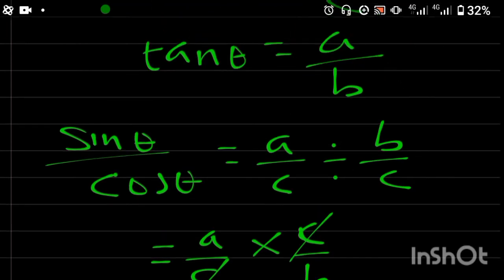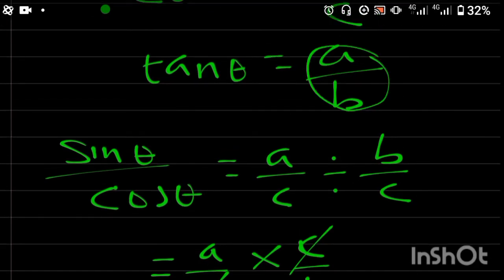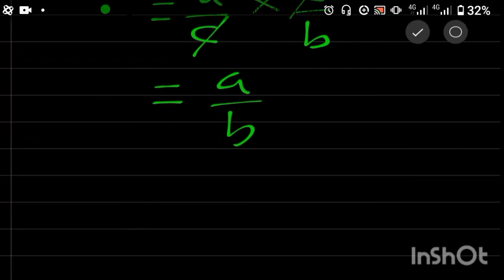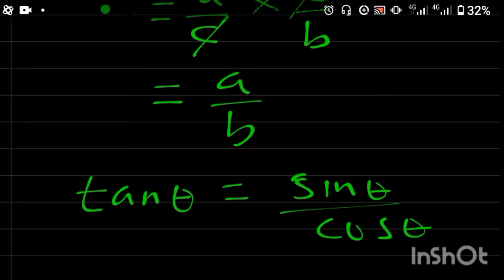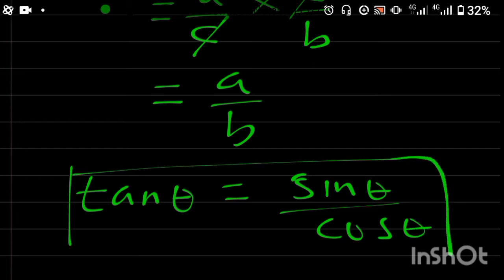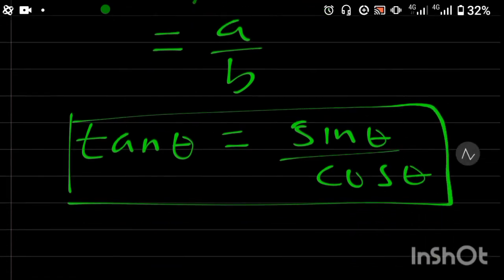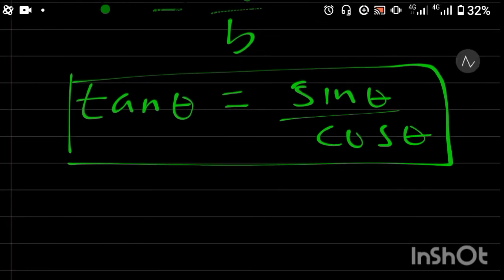This A over B is the same thing as the value of tan. Therefore, the conclusion is that tan theta is equal to sin theta over cos theta. This is an identity. Although all those sine values of a triangle are also identities.